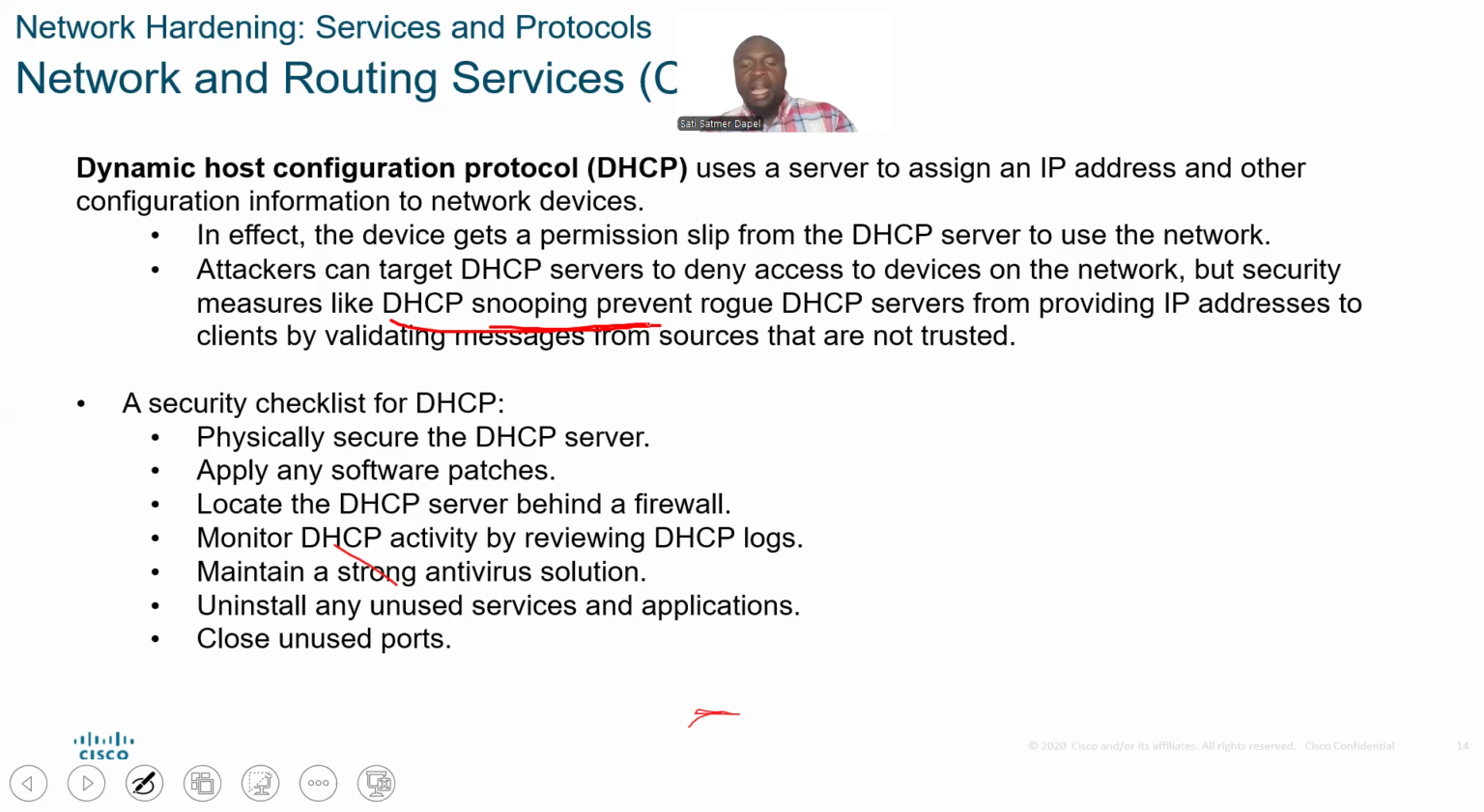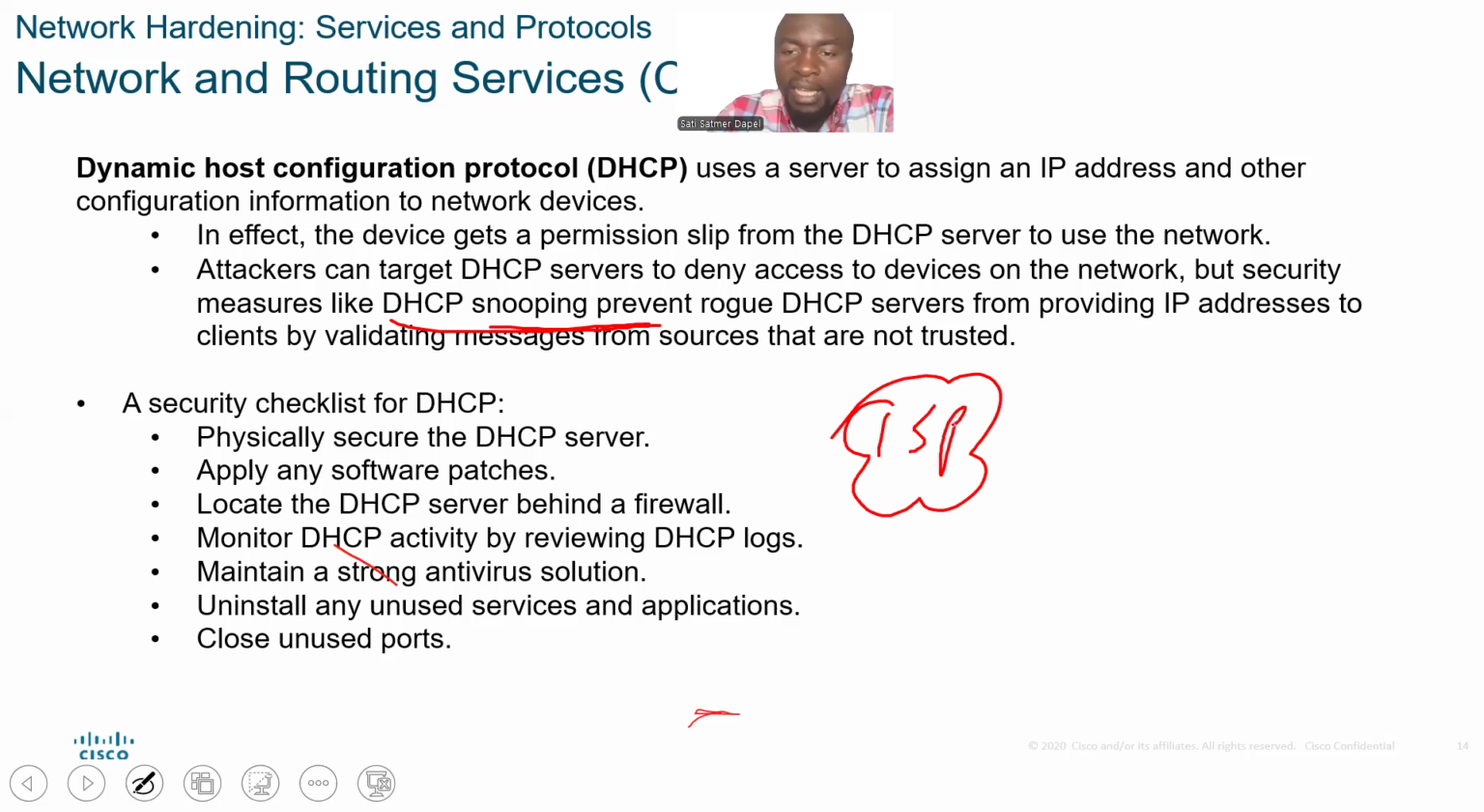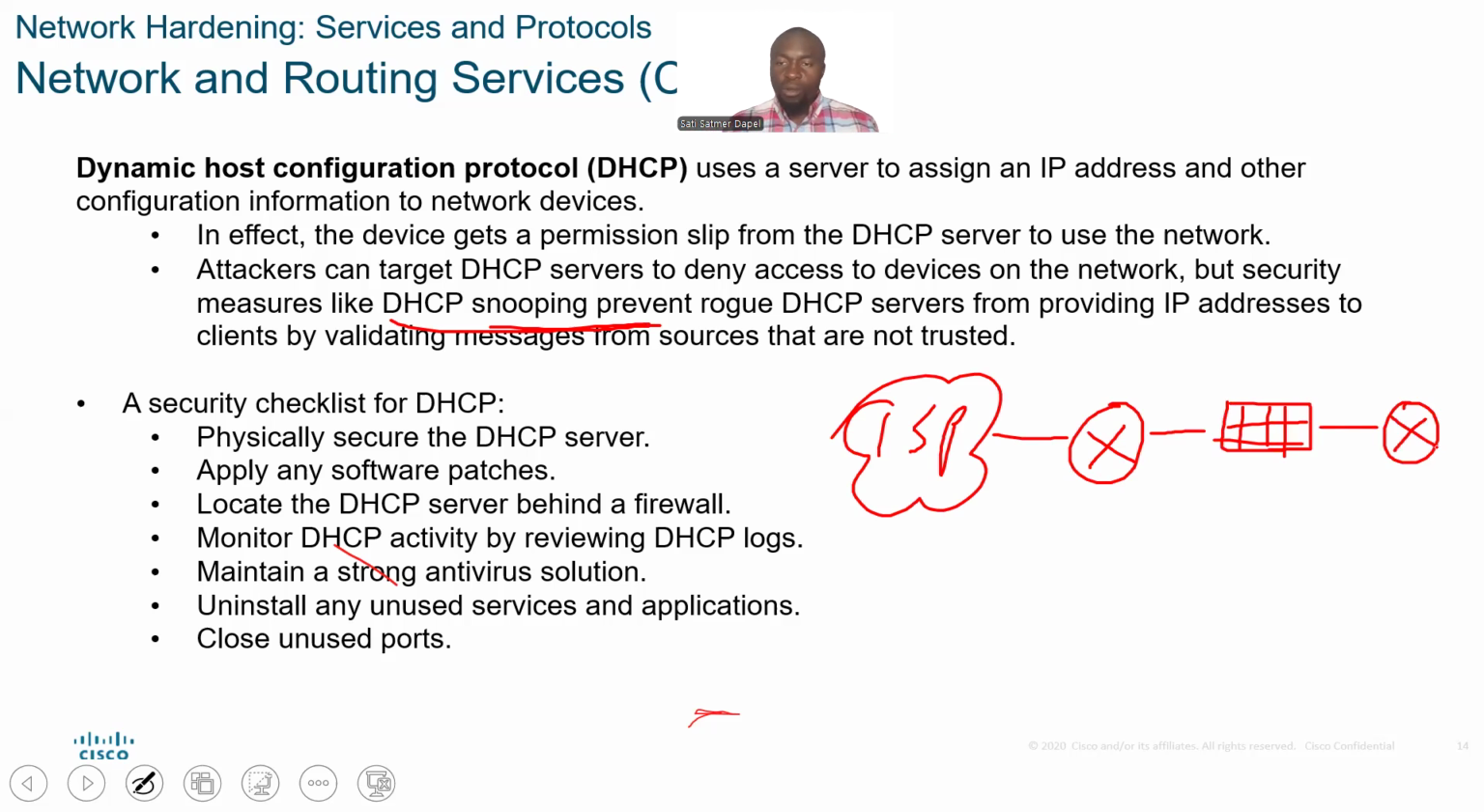Now, when they say behind the firewall, remember what we looked at: this is your cloud. This is your ISP. Your ISP is connecting to you through your edge router. Are we together? Your edge router then connects to your firewall, and then you connect to your local router, your local network.